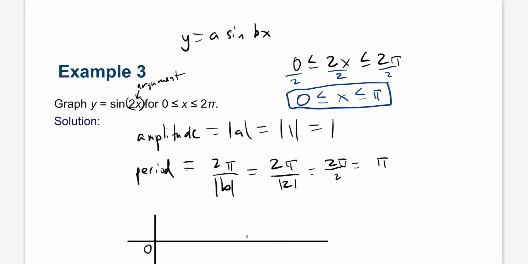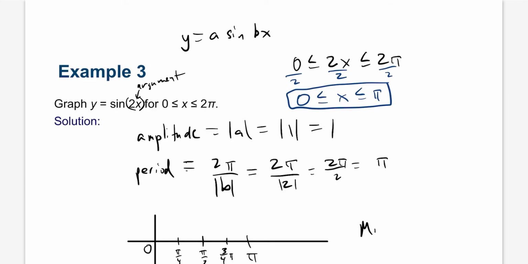So here's 0, here's pi. And then we need to find 3 midpoints. The first midpoint would be pi over 2. This midpoint would be pi over 4. And then this midpoint between these two values, this is a half and this is 1, so that would be 3/4.